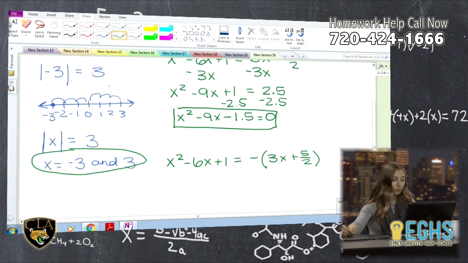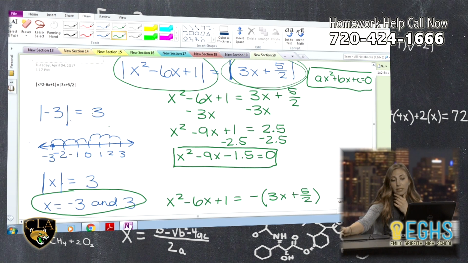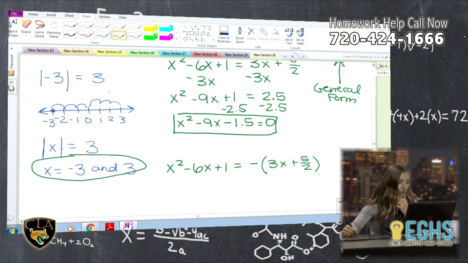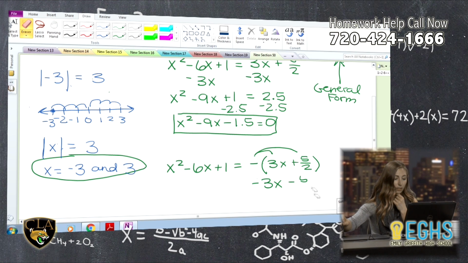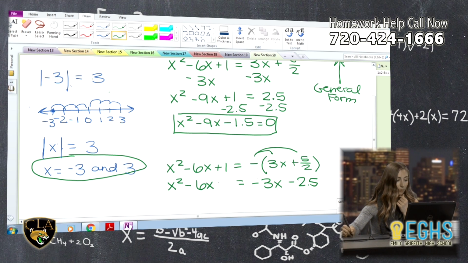So I'll save that, and then we'll do the same over here. We'll get it ready to do the quadratic formula. All I'm doing, again, is getting it in this general form, set equal to 0. So I'm going to do that with my second equation. On the right-hand side, I want to distribute this negative sign. And that will end up getting us negative 3x and negative 5/2. And let's go ahead and change that to negative 2.5. And then over here, I still have the same. I didn't do anything with that.